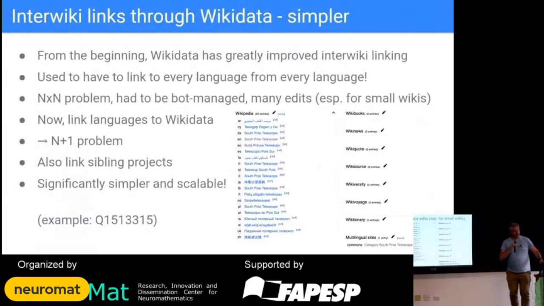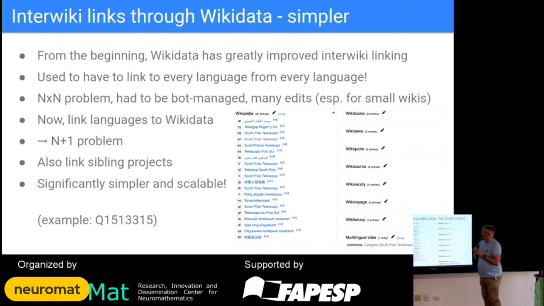Okay, so that's the basics of what Wikidata is. I want to focus now on interwiki links between other projects. So this is something that was there from the very start of Wikidata. It was one of the core concepts of Wikidata. That it used to be you had all the different Wikipedias separate. They weren't linked together too well.